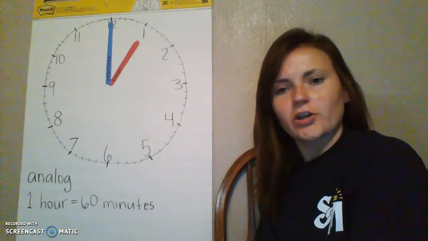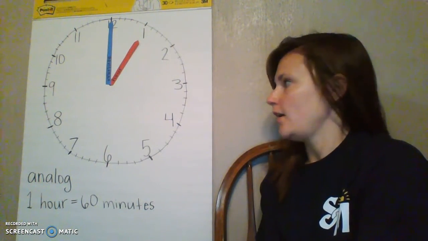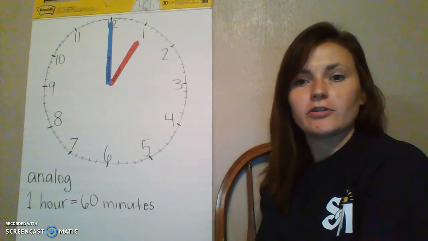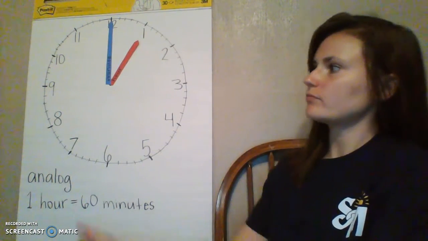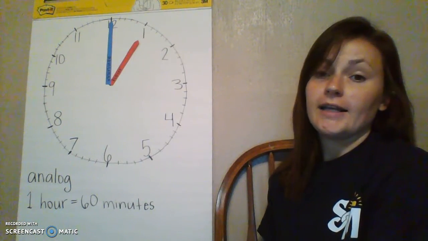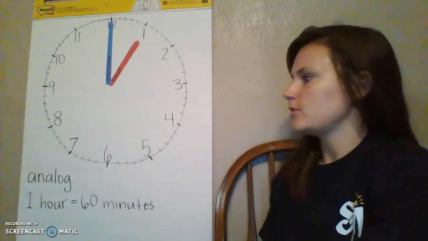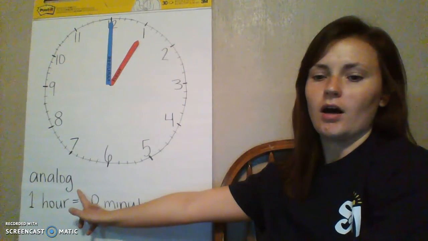Okay, this week we're going to start learning how to tell time. So the first lesson in telling time, we have to learn some new vocab words. So this type of clock that you might see hanging in our classroom, you might have one hanging on a wall at home, is called an analog clock.